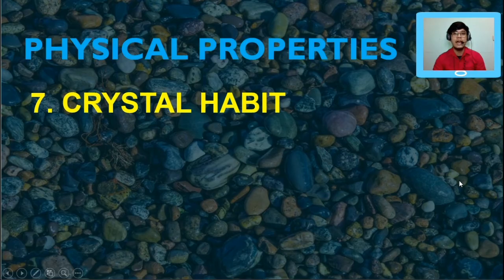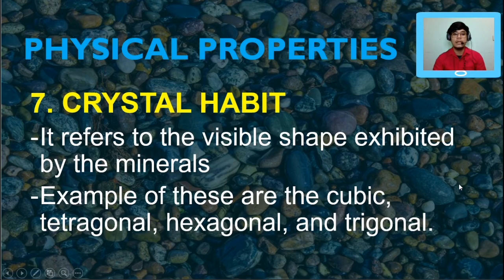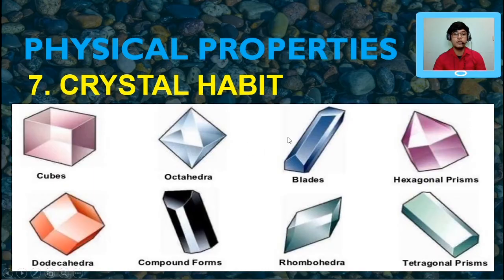Next, we have the crystal habit. So crystal habit refers to the visible shape exhibited by the minerals. An example of this are the cubic, tetragonal, hexagonal, and trigonal. And here we have the different pictures showing the crystal habit of different minerals. So we have cubes, octahedra, blades, hexagonal prisms, tetragonal prisms, rhombohedra. We have also compound forms and dodecahedra.